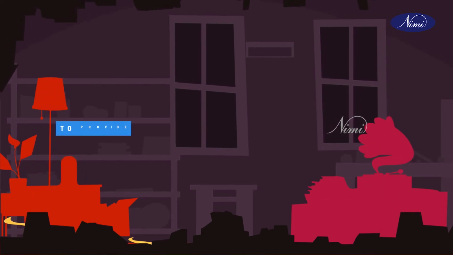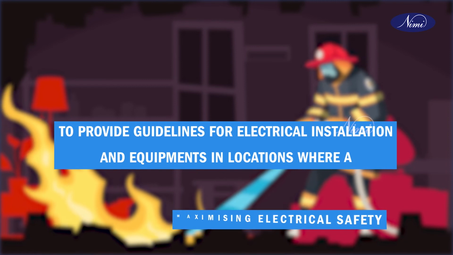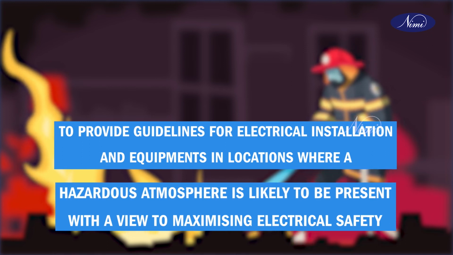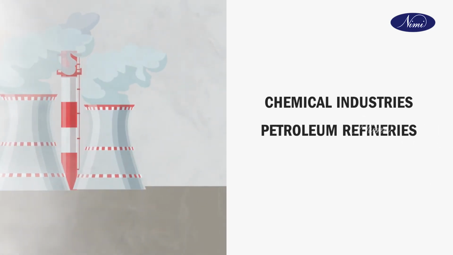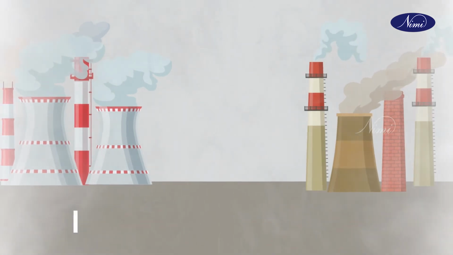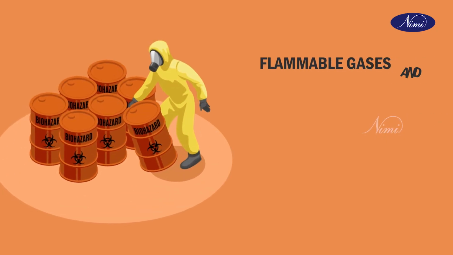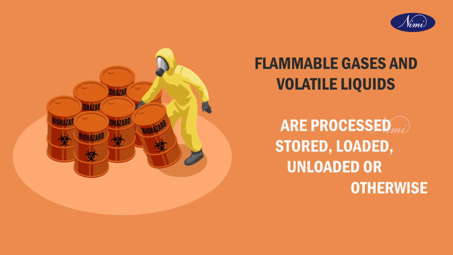Part 7, electrical installations in hazardous areas. This Part 7 of the code is intended to provide guidelines for electrical installations and equipment in locations where a hazardous atmosphere is likely to be present, with a view to maximizing electrical safety. The scope of this part therefore includes installations in hazardous areas such as chemical industries, petroleum refineries and other similar areas where hazards of explosion due to gases and vapor exist, and in which flammable gases and volatile liquids are processed, stored, loaded, unloaded or otherwise handled.